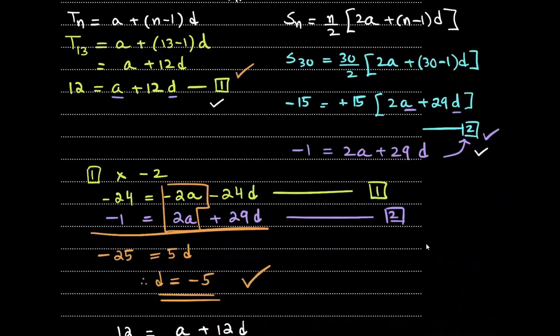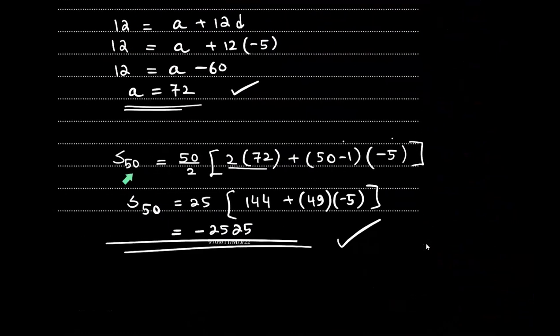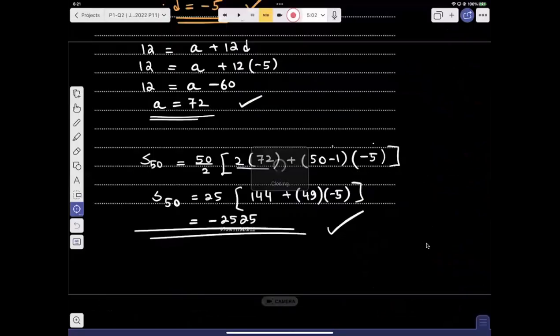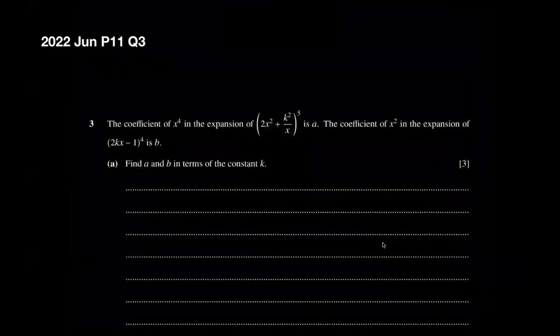We solve it simultaneously. I have used the process of elimination. I found the value of d, then I found the value of a, and last but not least, the sum of 50 terms using the sum formula again. This is the answer that I obtained. So now this is completed. Let's look at question number 3, and I'll be starting the recording now.